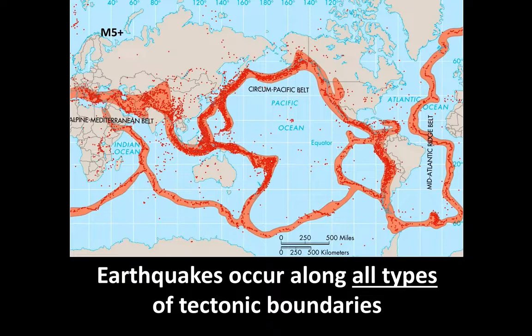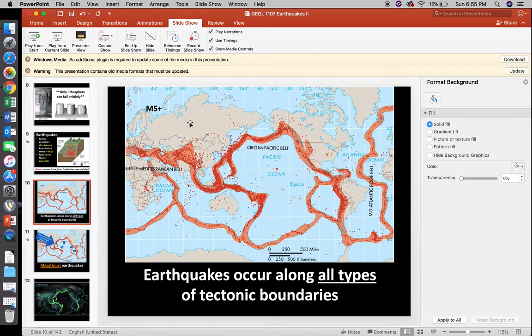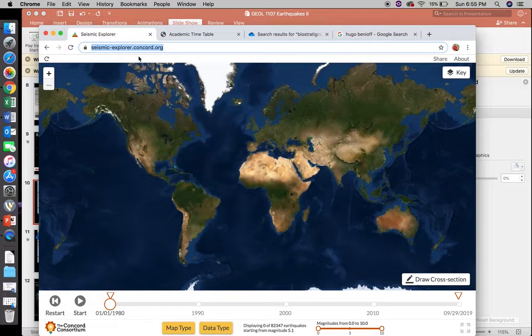So I'm going to just jump out of this presentation for a second, and I'm going to show you something else here. All right, I'm going to show you a really cool teaching tool that I discovered. I'm going to be playing around with this a little bit. This is from an organization called the Concord Consortium, which produces teaching materials. They're publicly funded, so this is super neat.